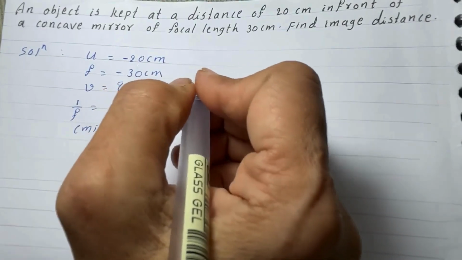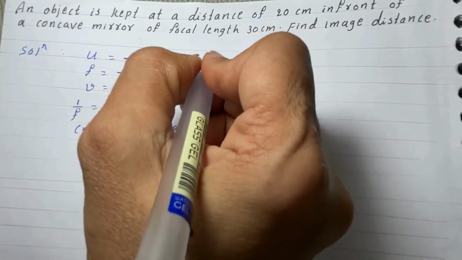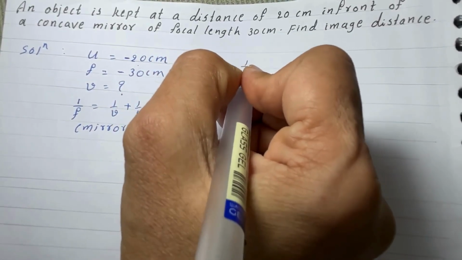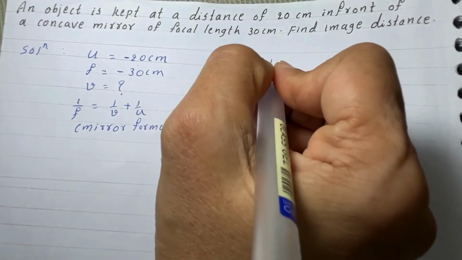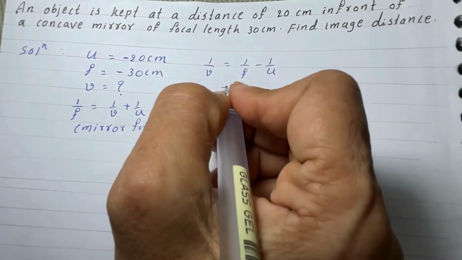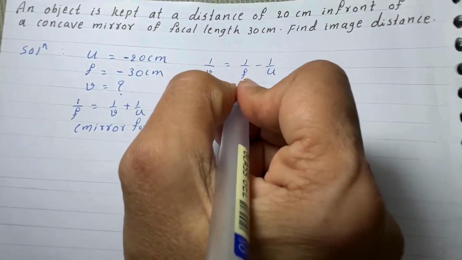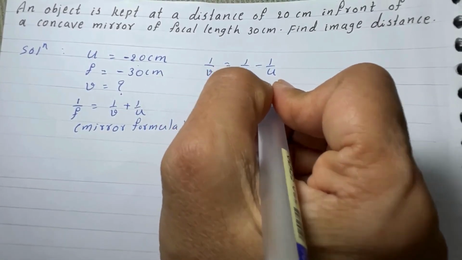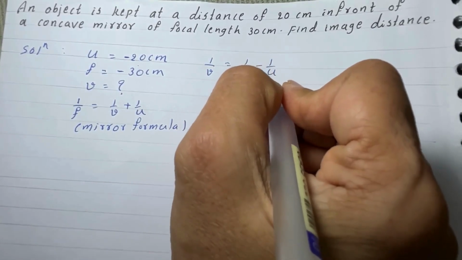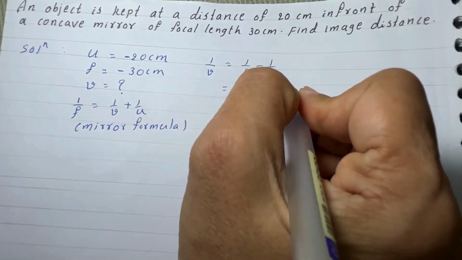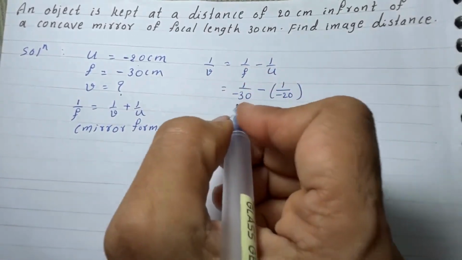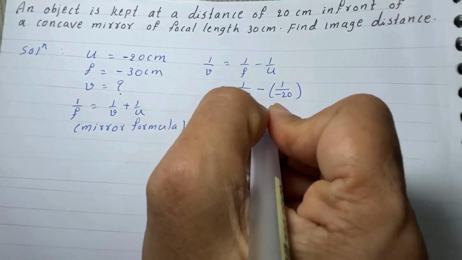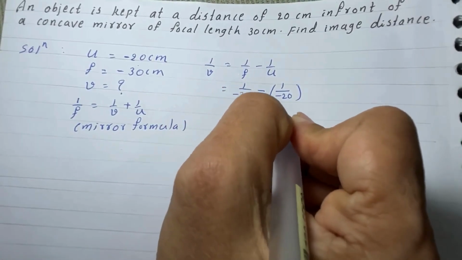Now, what we had to find out? We had to find out the image distance. 1 by V is equals to 1 by F minus 1 by U. Substitute the given values. 1 by F is equals to minus 30, 1 by minus 30 minus 1 by U is equals to minus 20. Minus of minus, that is plus. So, 1 by minus 30 plus 1 by 20.